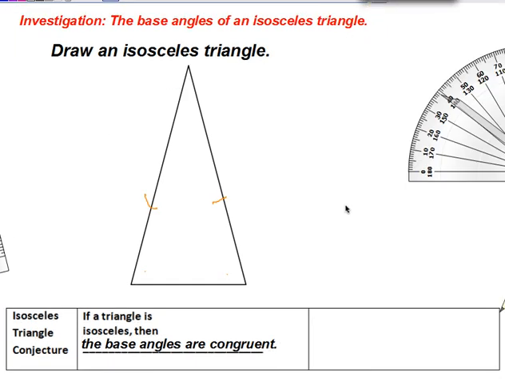Now we need to write the converse of the isosceles triangle conjecture. We know the converse is when you switch the hypothesis and conclusion. So you'll still write if-then, but you'll switch the hypothesis and conclusion. Sometimes you have to change things a little bit. So go ahead and write down what you think is the converse of the isosceles triangle conjecture.